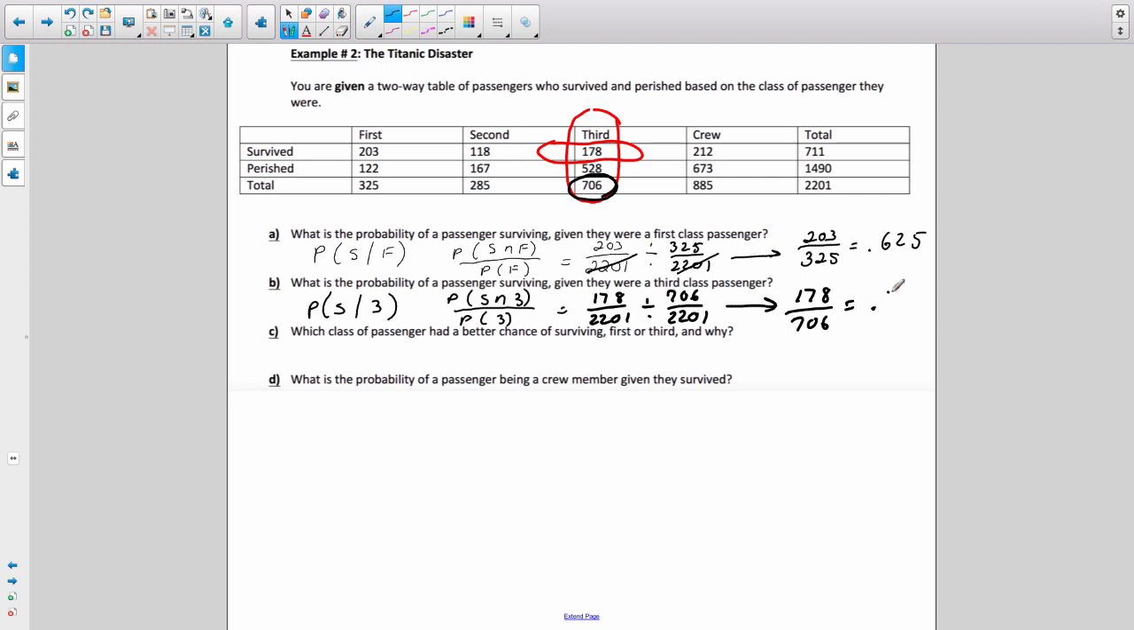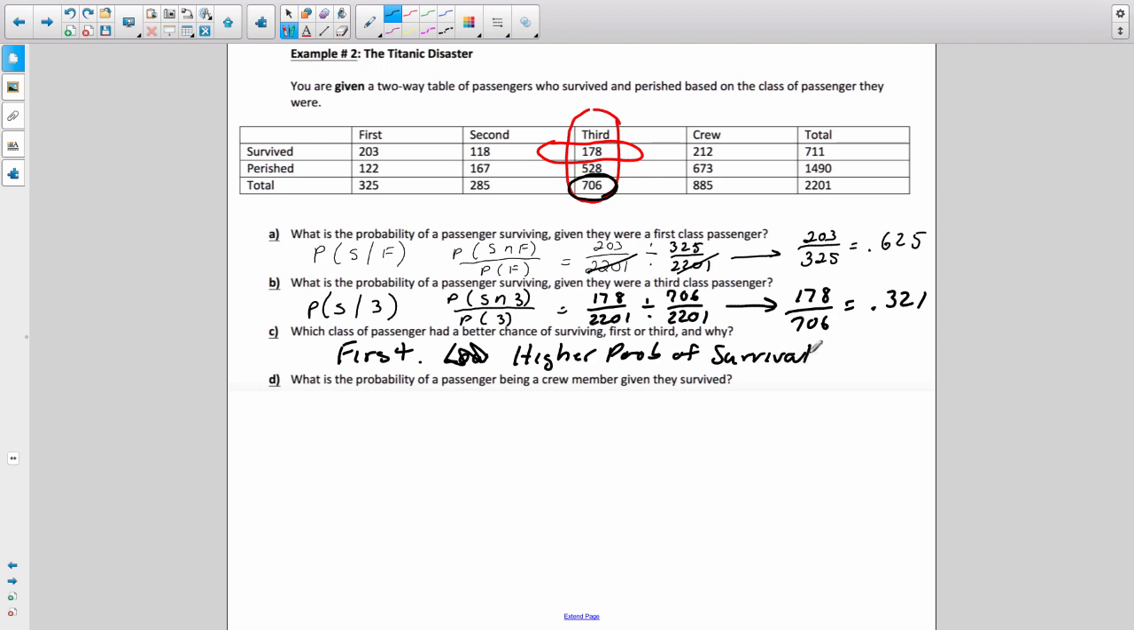The probability in decimal format is 0.321. So who had a better chance of surviving, first or third? I'm going to say first. And the reason being, a higher probability of survival. One was 62%, the other was 32%.